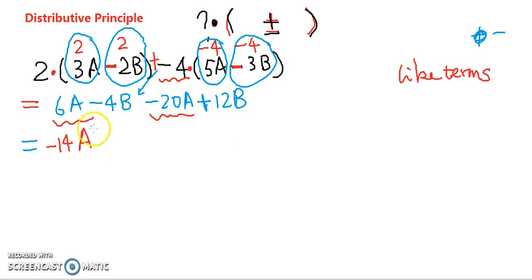This time we pick the larger and subtract the numbers. And for negative 4b and positive 12b, we pick, this time, the larger.